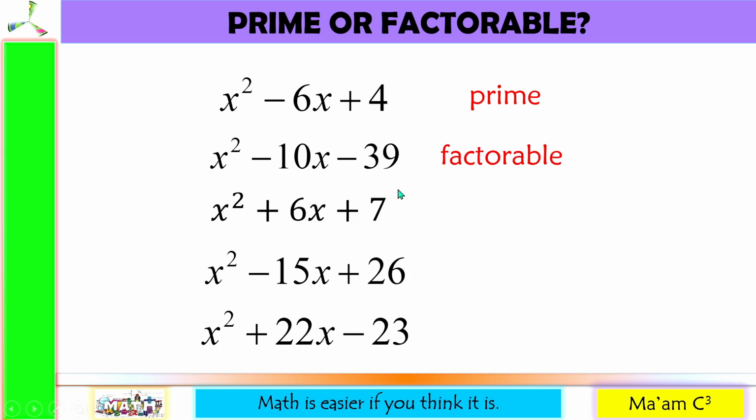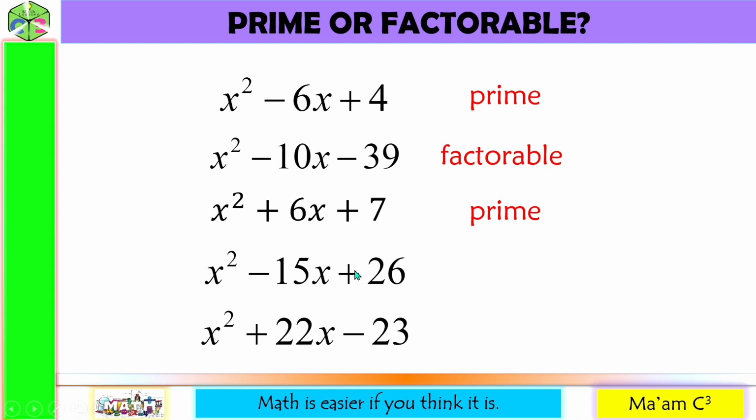How about this one? Can you think of factors of 7 that when you add will give you positive 6? The factors of 7 are only 1 and 7. And when you add them, that is 7, not 6. Meaning this is prime.